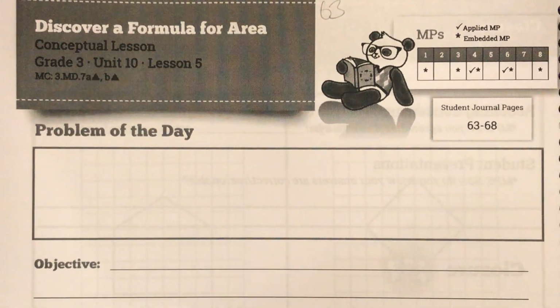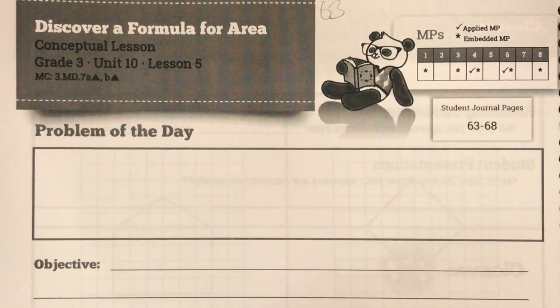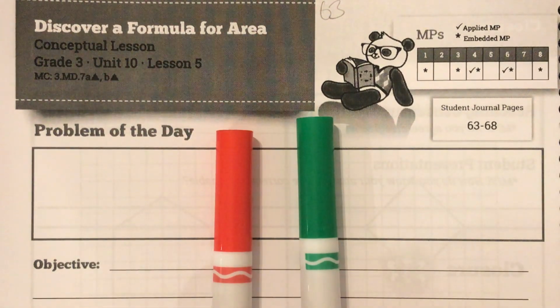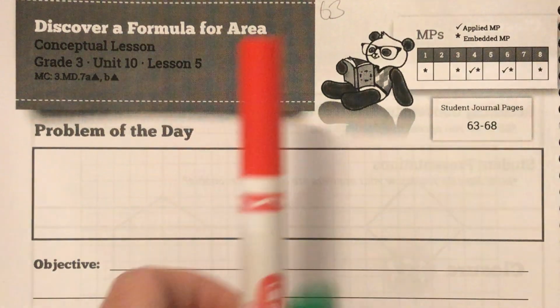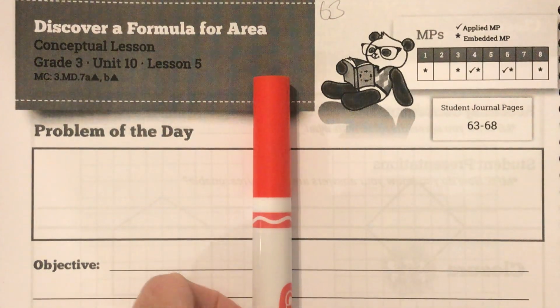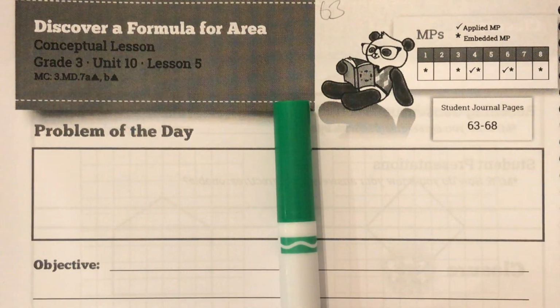Mrs. Munoz is back. Today we are on page 63 in your student journal. If you want to open up your student journal and remember our two colors, hopefully we've become a pro at what they mean. Red means stop and watch. Green means go with me.